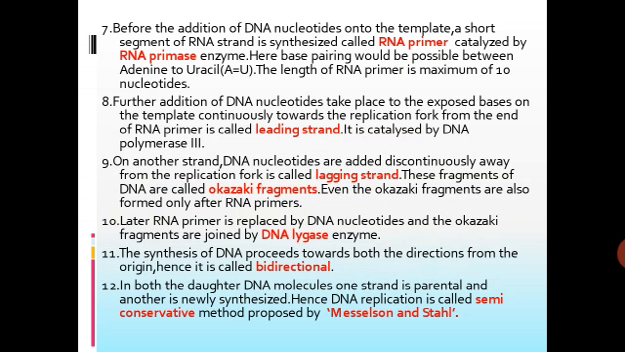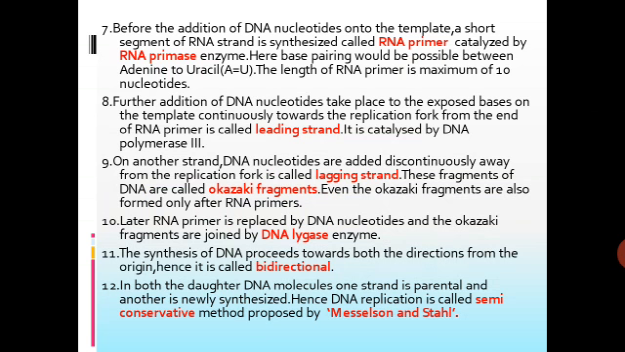Here base pairing is possible between adenine and uracil. The length of the RNA primer is a maximum of 10 nucleotides. So the RNA primer is a short sequence of 10 nucleotides which is added before the addition of the DNA nucleotides, and base pairing is possible between adenine and uracil.